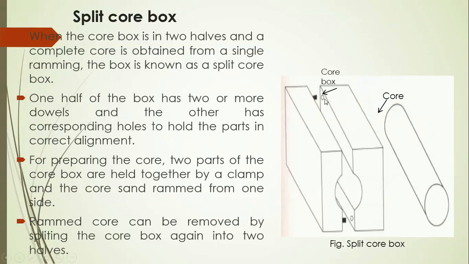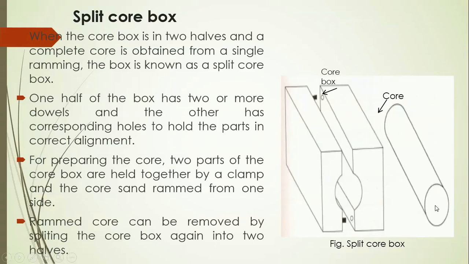You can see here, to keep the alignment between the two parts of that core box, we have to use the dowel pin on one of the core box parts, and at the respective location we have to make the holes. Now how does it work? Initially you have to close these two parts of the core box. Again we have to make it vertical. After making it vertical, we have to fill this core cavity with core sand, and ramming is carried out from the top surface after complete filling of the core cavity. And after ramming we have to separate these two parts of the core box to take out this core.